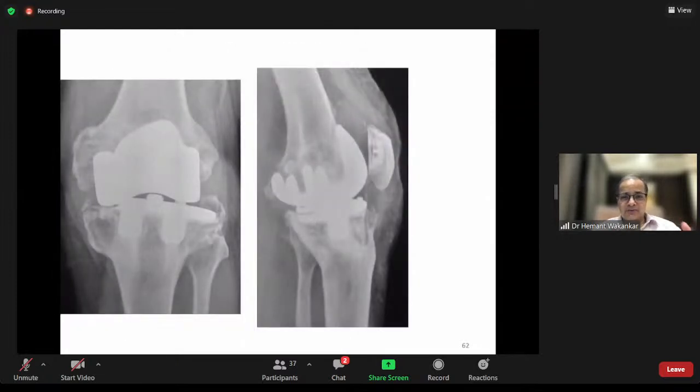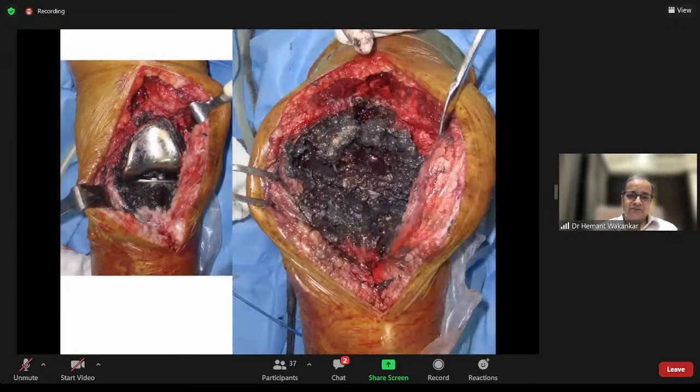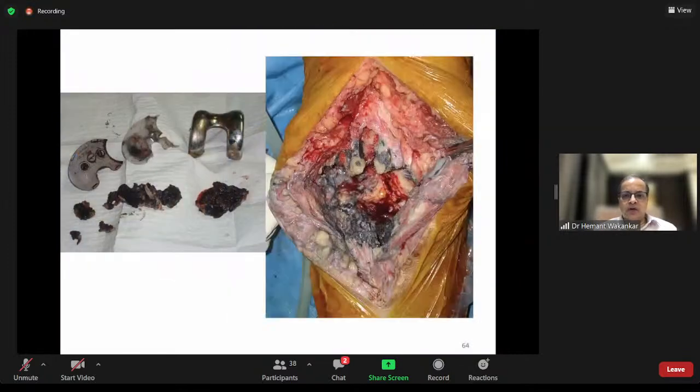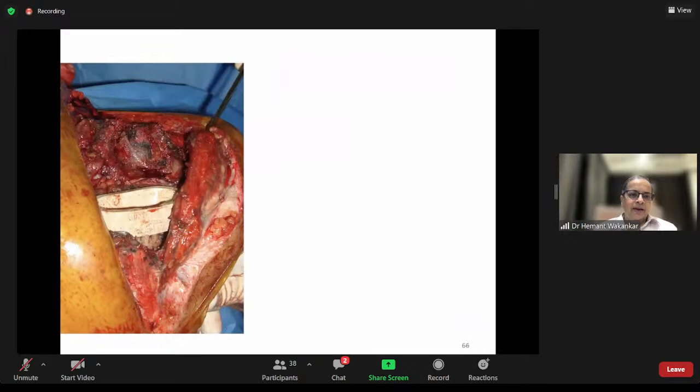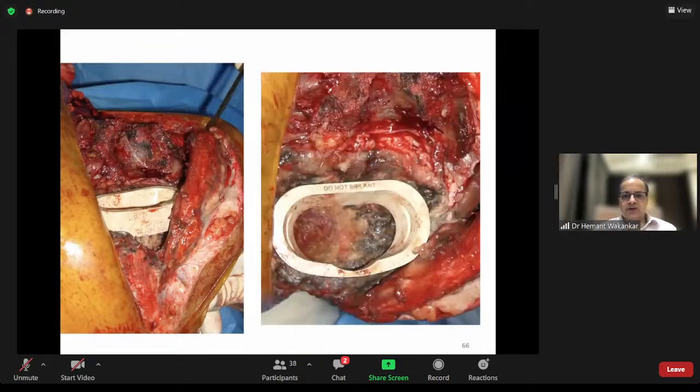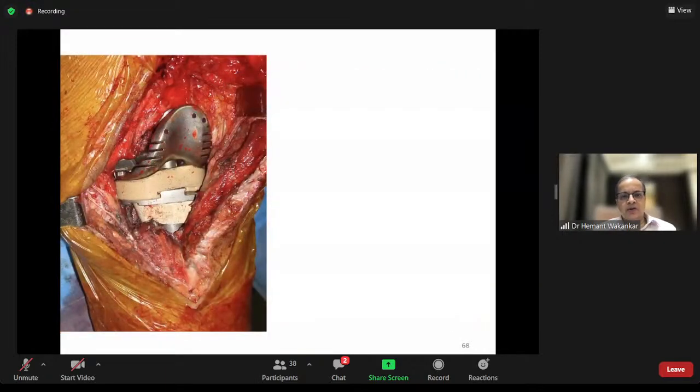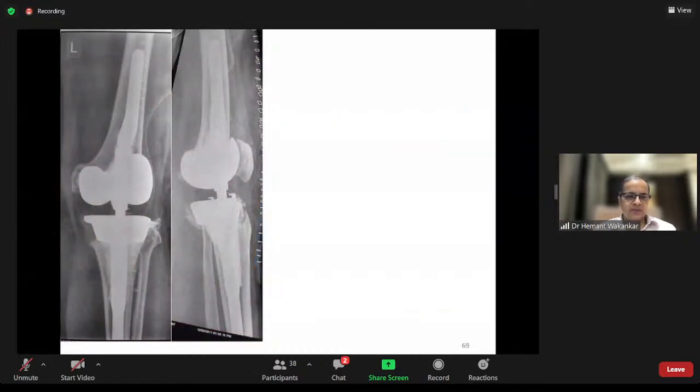I'll just run through; there are quite similar examples. Again, massive metallosis because of the delayed revision surgery. However you clean, it still remains black and you are still left with a significant bone defect on the tibial side. A cone has been used here and a rotating hinge prosthesis used. Again, that's a post-operative X-ray.